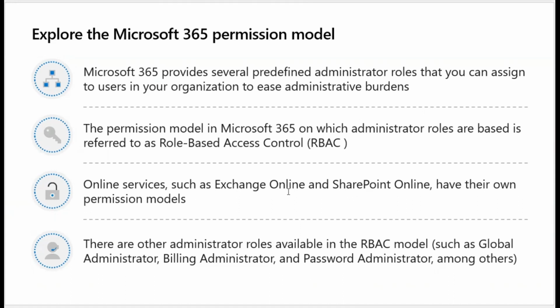Online services such as Exchange Online and SharePoint Online have their own permission models. There are other permission models. This one is called RBAC. RBAC means role-based access control, such as global admin, billing admin, password admin, etc. These are the roles we have, and each role has a different permissions model, and we can assign those permissions to a particular user or groups.